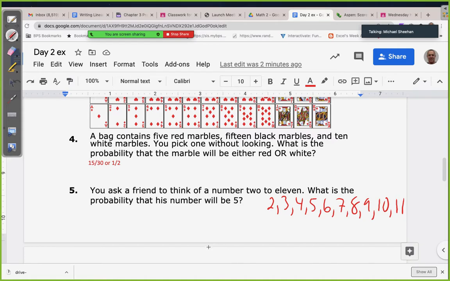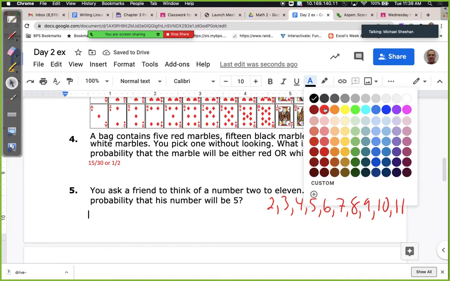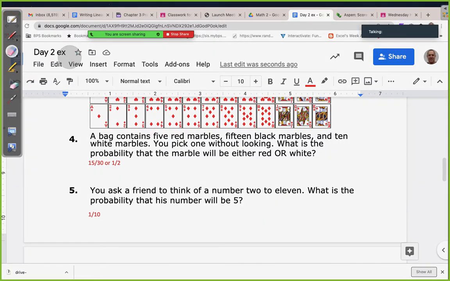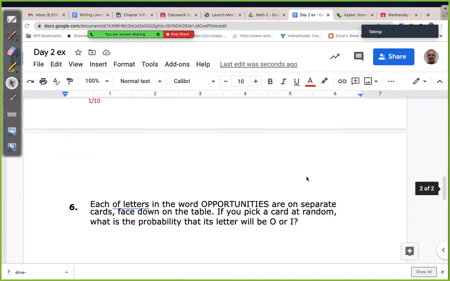All right, so if I think of a number from 2 to 11, what's the probability that we'll pick 5? How many 5s are there? 1. There's just 1, and there's 10 numbers, so you have a 1 out of 10 probability of picking a 5. All right, let's move on.